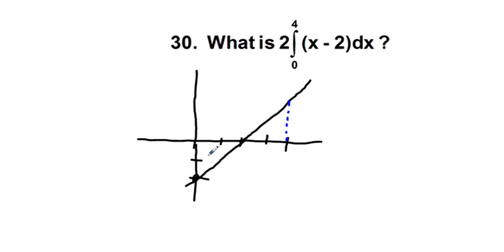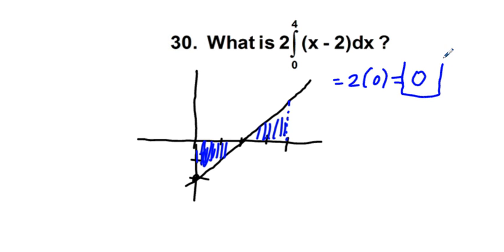Between 0 and 4, we have this top area subtracting the bottom area. And what we have is 2 triangles whose areas cancel each other. So our answer is going to be 2 times 0, which equals 0. Okay, making a little sketch of that shouldn't be too bad.